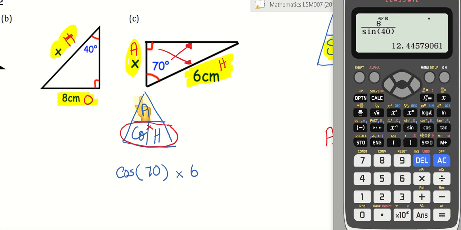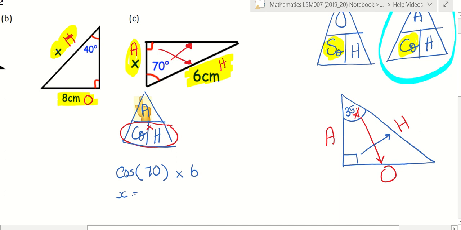And again, we get our calculator. Cos 70, close brackets, times 6. And we're going to want it to 3 significant figures again. So the first significant figure is 2. The second significant figure is 1. The third significant figure is 5. And we look at the 2, it doesn't round up. So our side x is 2.05 centimeters.